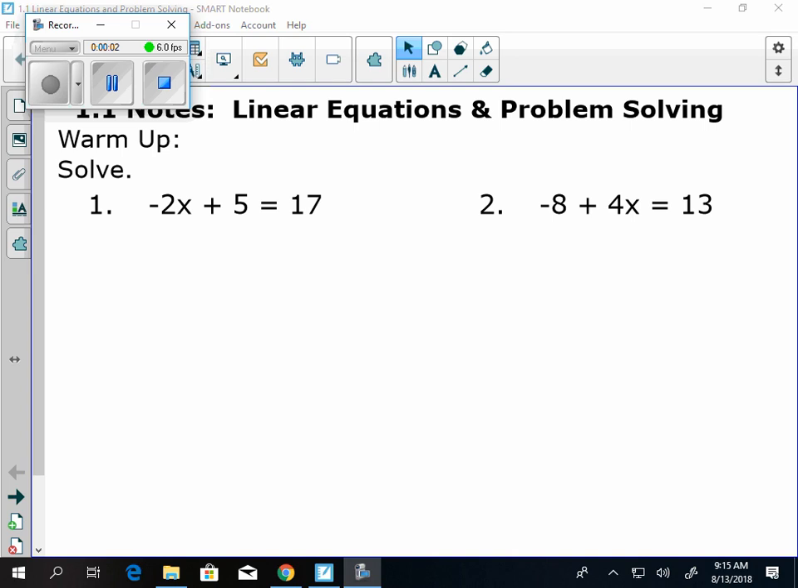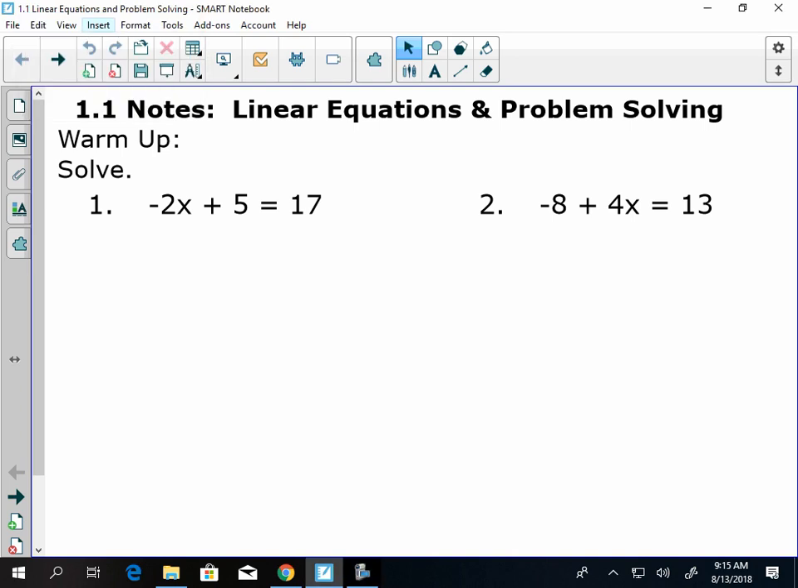Okay, this is lesson 1.1, linear equations and problem solving. This is all review, so you should have some understanding of how to do this.